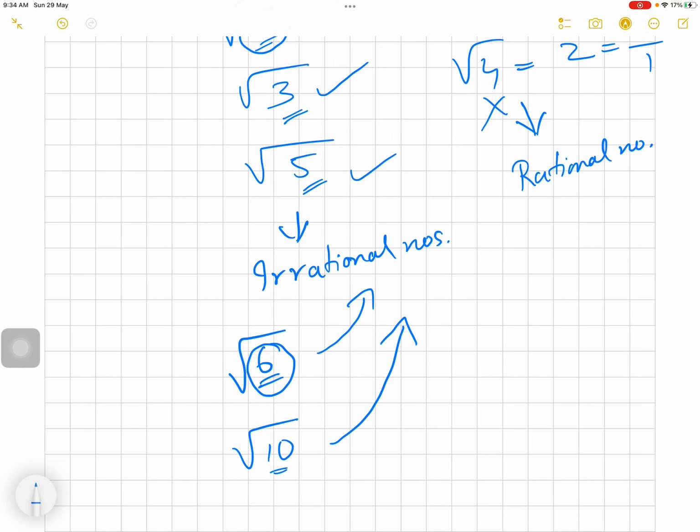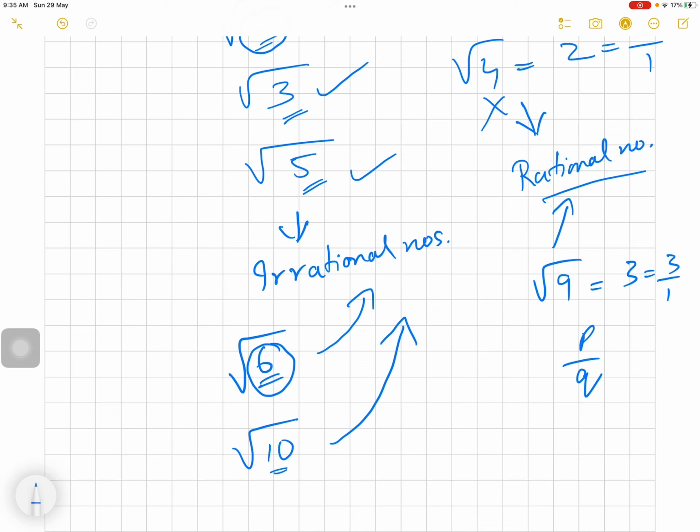Now root 9 is a rational number. Why? Because root 9 is 3, and 3 can be written as 3 by 1. So it can be written in p by q form. Therefore, it is a rational number.